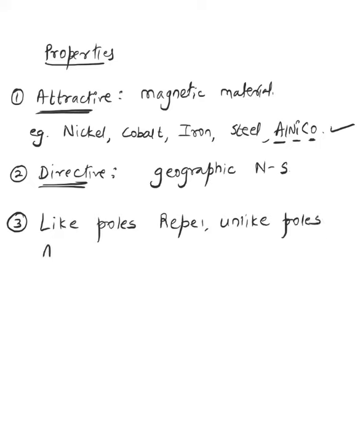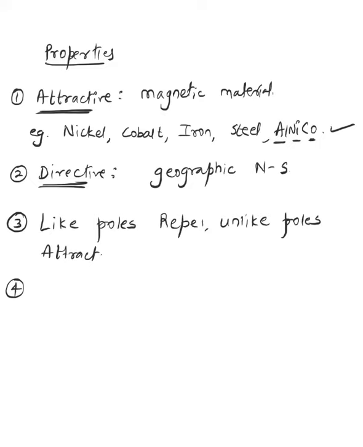It means that if you have a north pole and a north pole, they will obviously repel. South and south will also repel. North and south will only attract. Just like you have charges: positive and negative attract, positive and positive repel, negative and negative repel, same way.